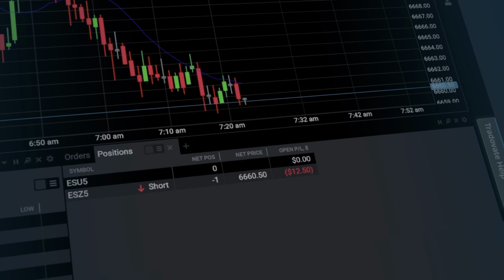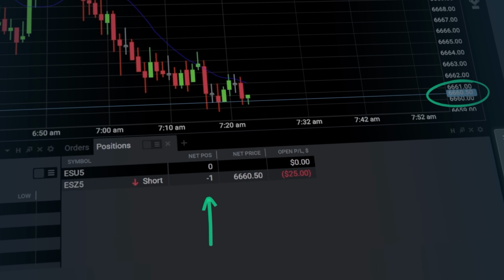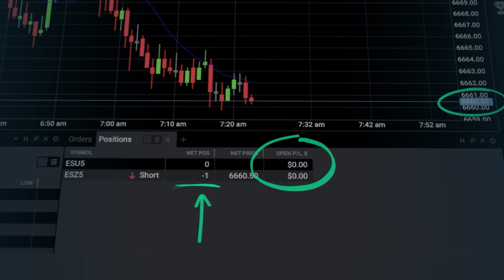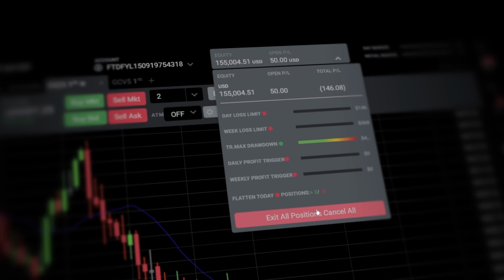Once you're in a trade, you will see it in your positions section. You'll see your entry price, how many contracts you have, and your current profit and loss in real time. To close your position, you can click the flatten button to close everything immediately.